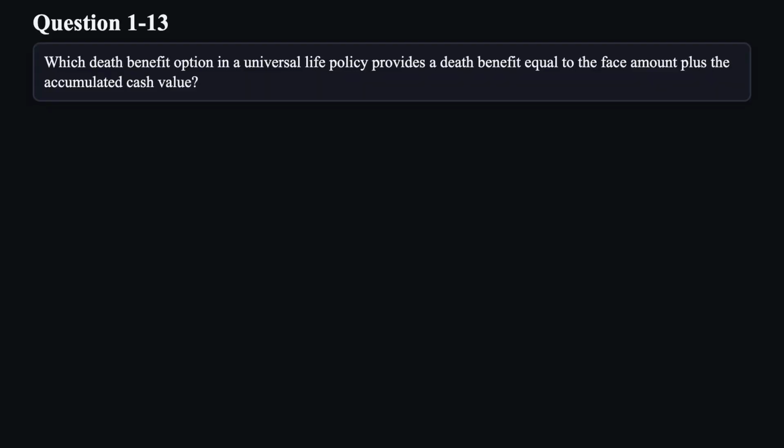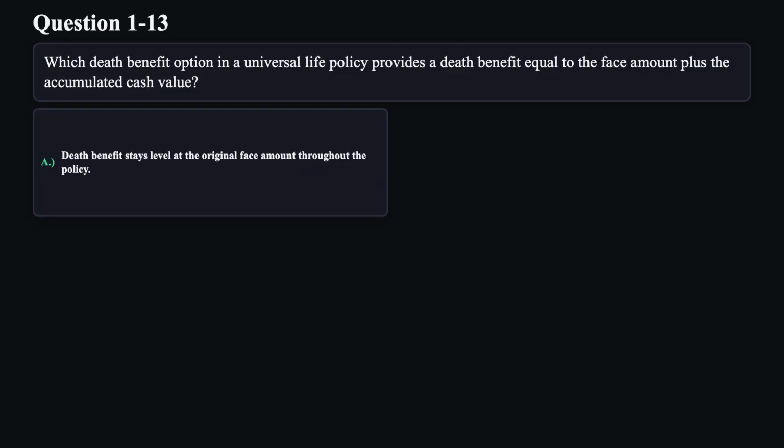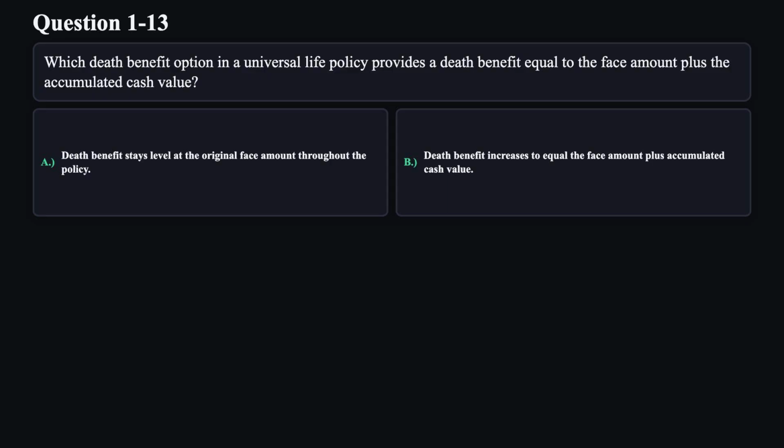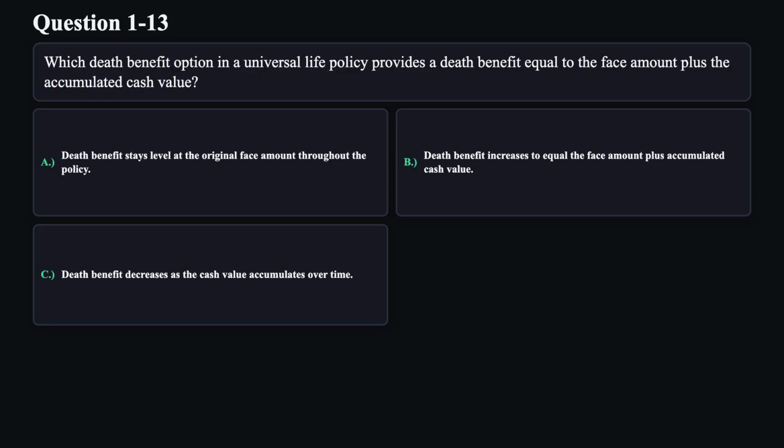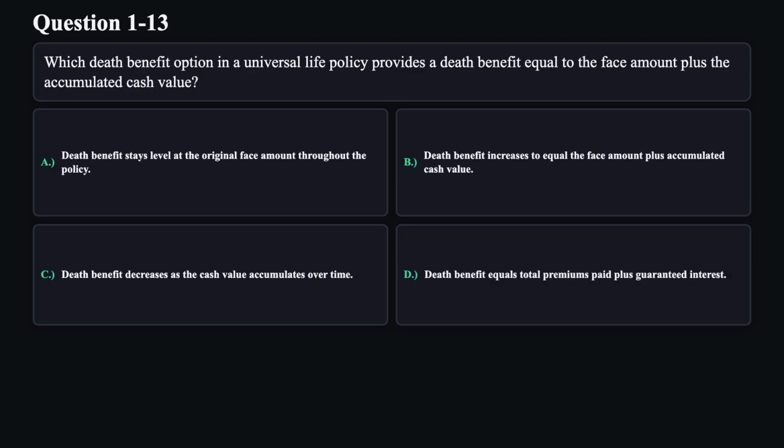Question 13. Which death benefit option in a universal life policy provides a death benefit equal to the face amount plus the accumulated cash value? A. Death benefit stays level at the original face amount throughout the policy. B. Death benefit increases to equal the face amount plus accumulated cash value. C. Death benefit decreases as the cash value accumulates over time. D. Death benefit equals total premiums paid plus guaranteed interest.